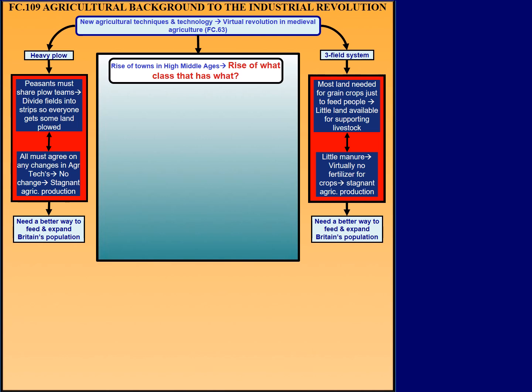What happens in the Middle Ages is the rise of towns. Towns are the homes of which class? The class that has what?